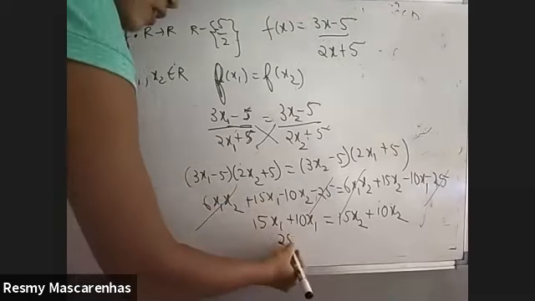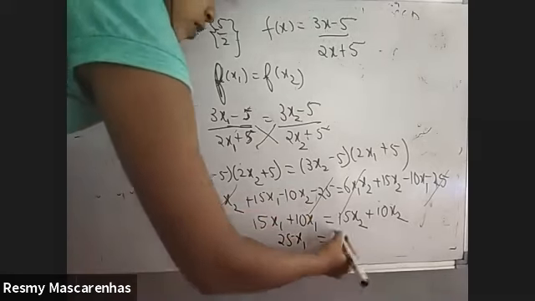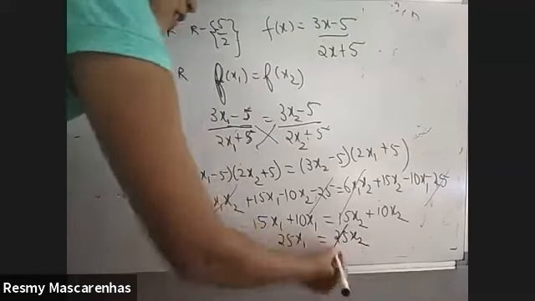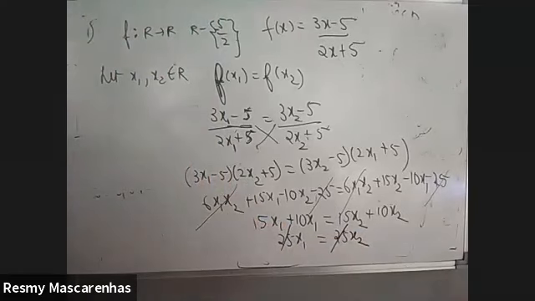Okay, so this will be 25x1 and then you cancel. So x1 is equal to x2 and that's why it is 1 to 1. Okay, so write 1 to 1. Then we have to show that it is onto.